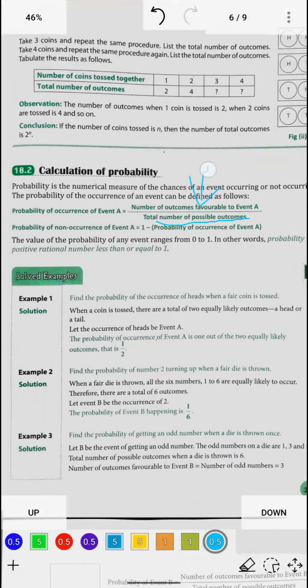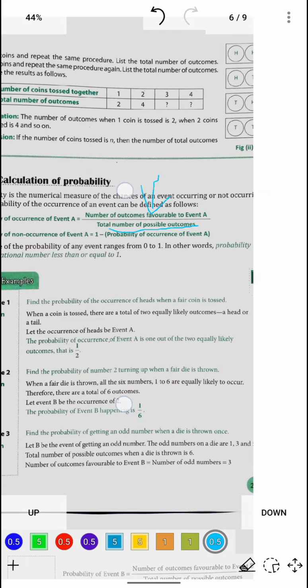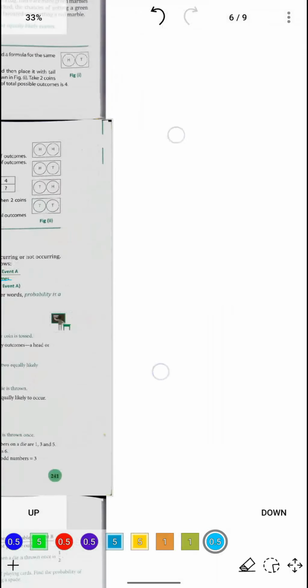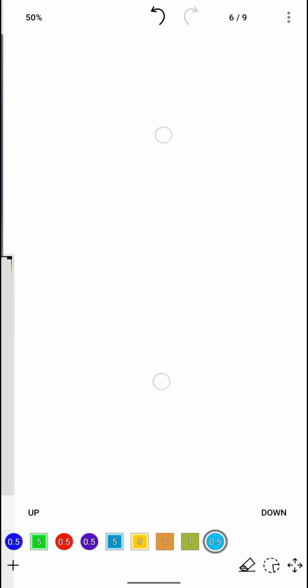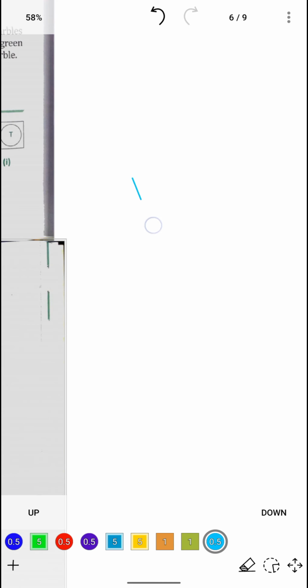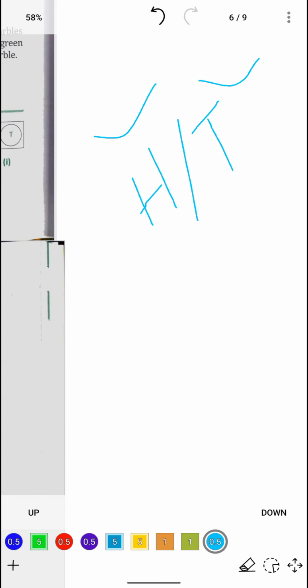Let's read the question first. Find the probability of the occurrence of heads when a coin is tossed. Now in a coin, how many sides are there? There are two sides, head and tail. So these are the two possible outcomes. If a coin is tossed, then either head or tail is going to be the result. So there are two possible outcomes.